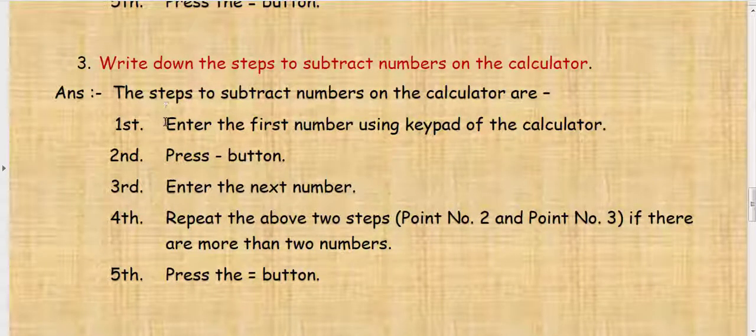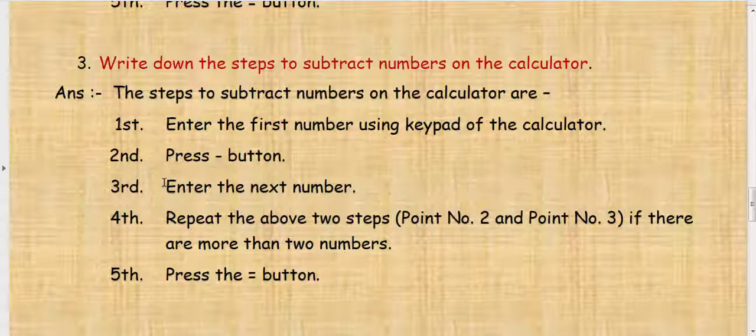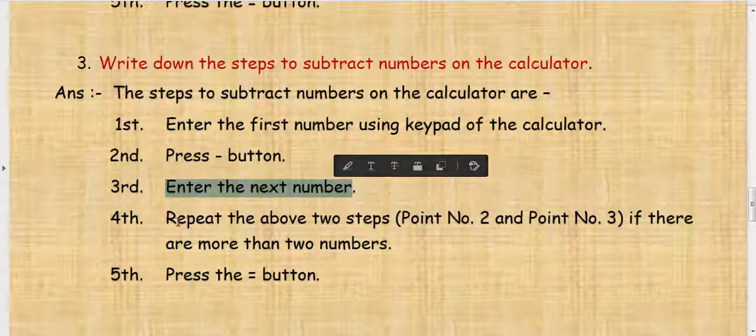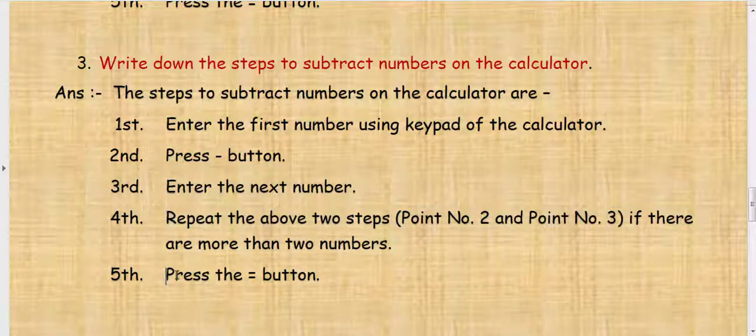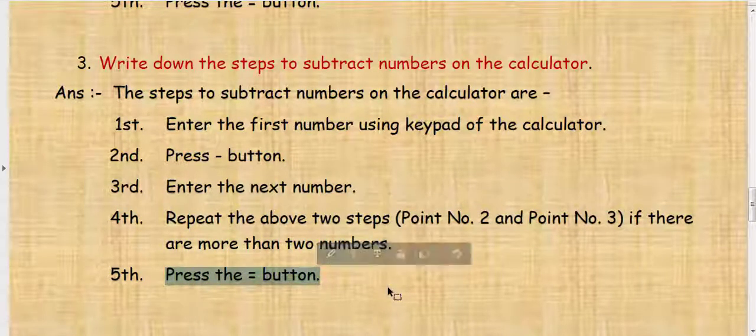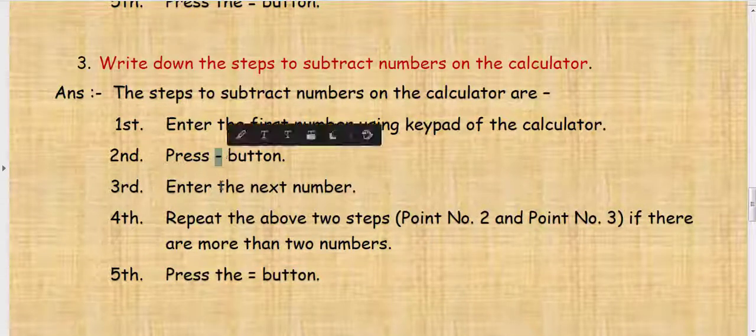The first step is same, enter the first number using keypad of the calculator. In the second step, instead of pressing plus button, this time we will press minus button because we are subtracting numbers this time. Then the third step is same, enter the next number. Fourth step is also same, repeat the above two steps, point number 2 and 3 if there are more than two numbers. And the last point number 5 is also same, press the equal to button. So the only thing we have changed here is this minus button instead of plus button.